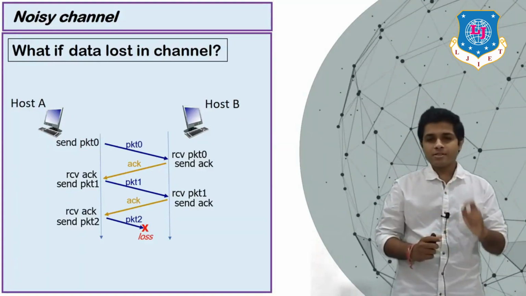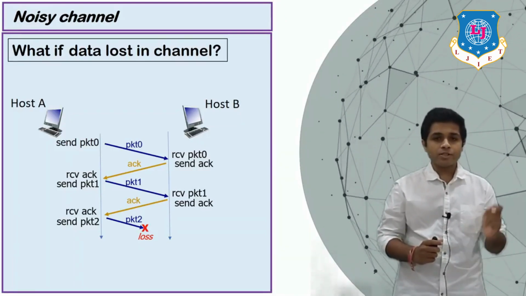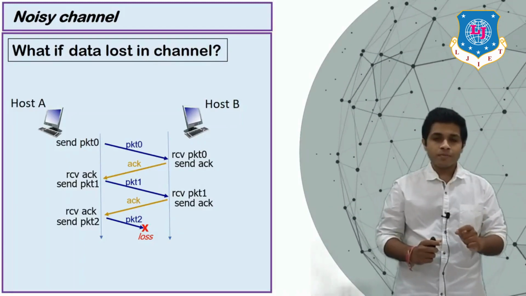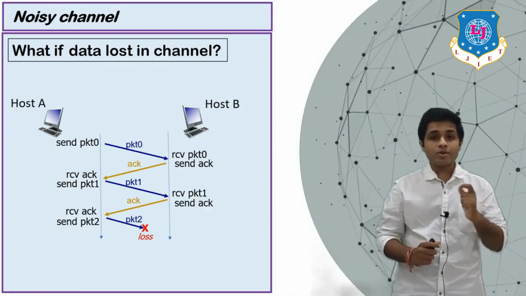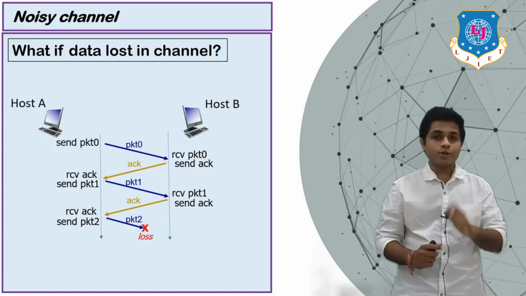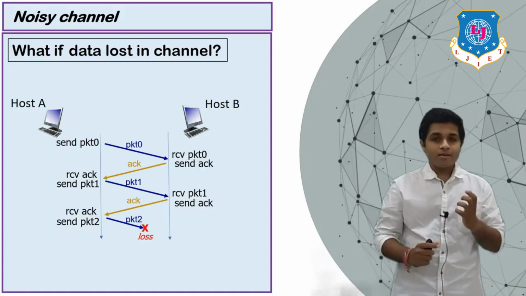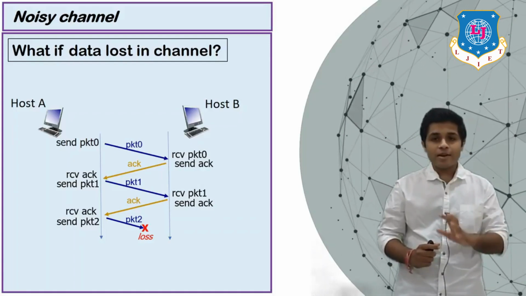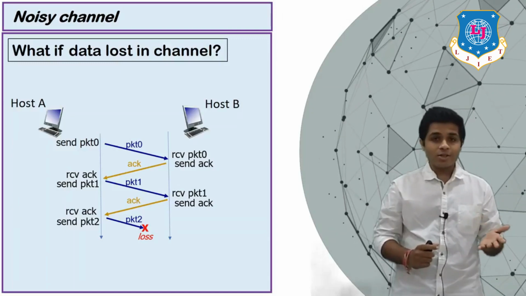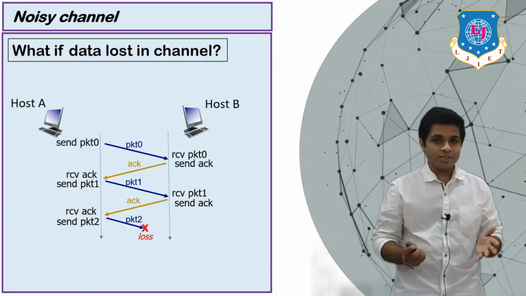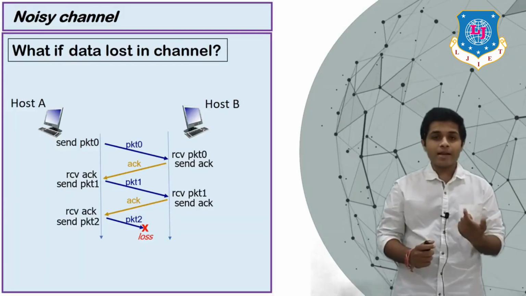Now what happens in this case? A has received the acknowledgement for the packet 1, so it has sent the packet 2. B has sent the acknowledgement for the packet 1, so it is now expecting the packet 2. But because the packet 2 is lost somewhere, B will continuously wait for packet 2. Now A also doesn't know that its own packet is lost in the channel.